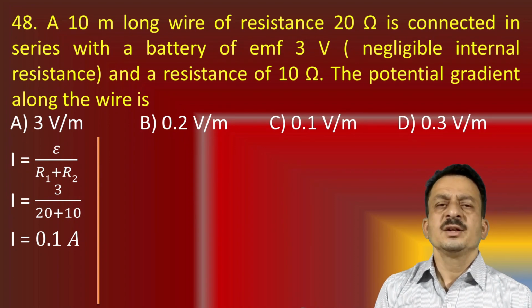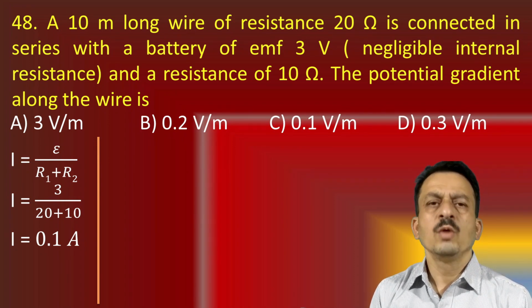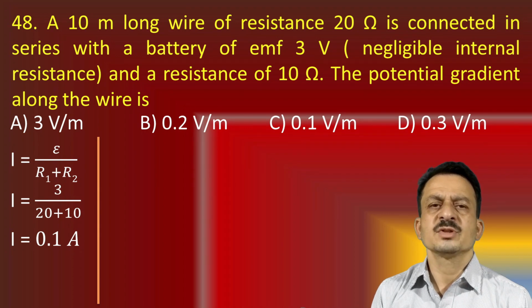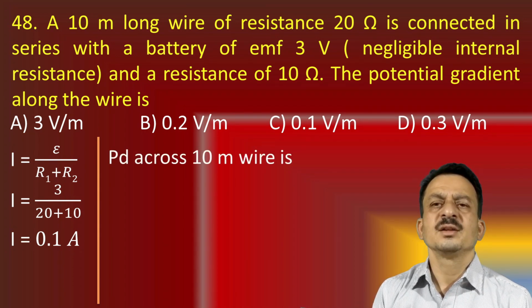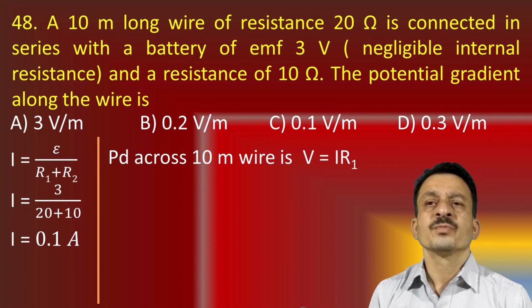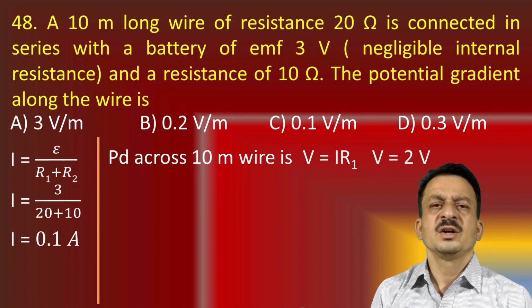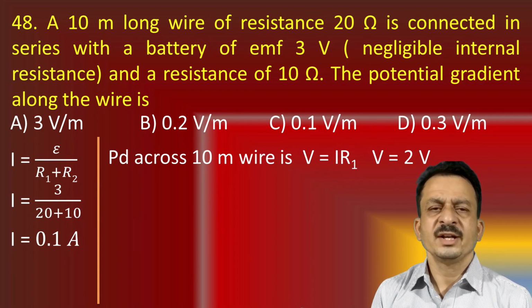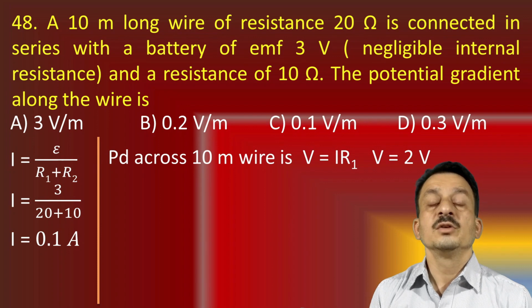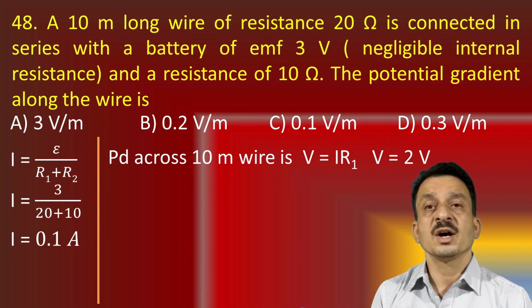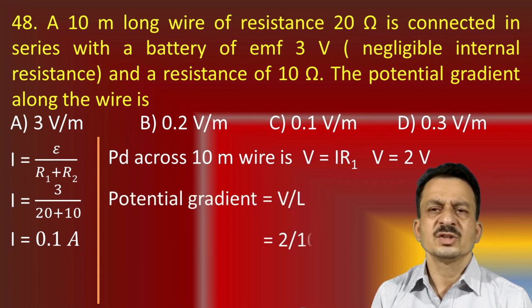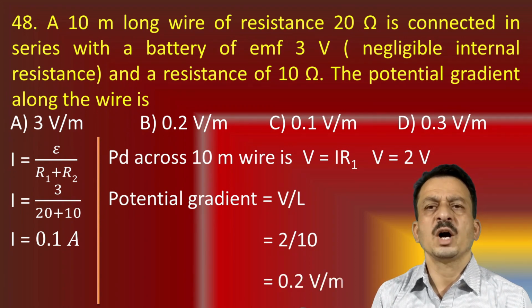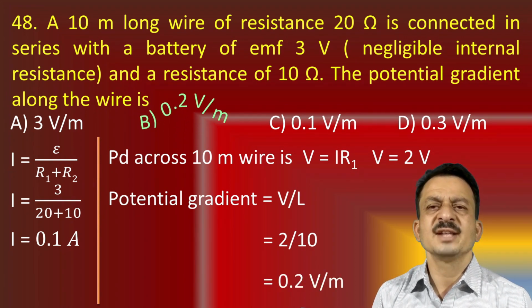Then the wire has a resistance of 20 ohm and the current flowing through it is 0.1 amps. Therefore, what is the potential drop across the wire? The potential drop across the 10 meter wire is I into R1, so that is 0.1 into 20, that is 2 volts. This 2 volts of voltage is dropped across the 10 meter wire. Now, they have asked potential gradient. Potential gradient means voltage drop per unit length, that is per meter. Therefore, potential gradient is equal to V by L, so that is 2 by 10, that is 0.2 volts per meter. Therefore, B is the answer here.